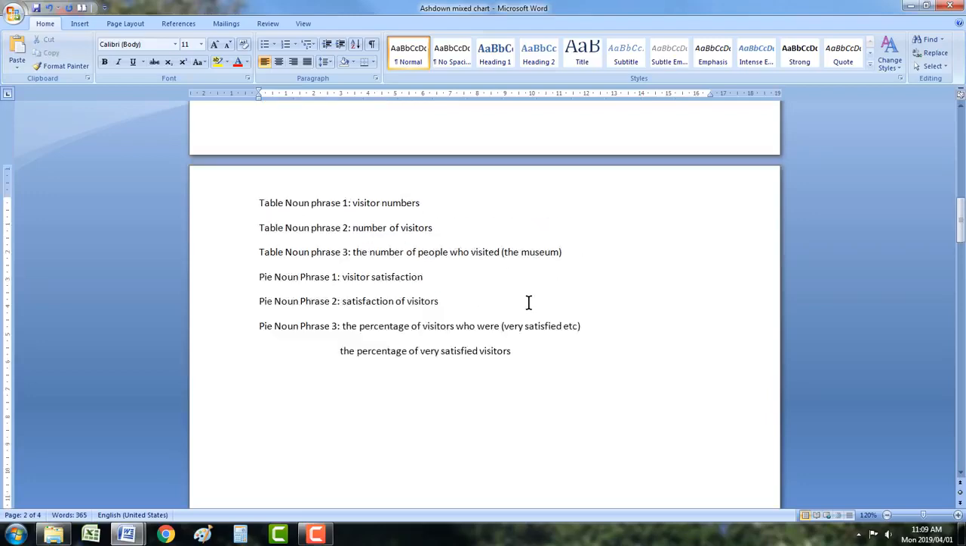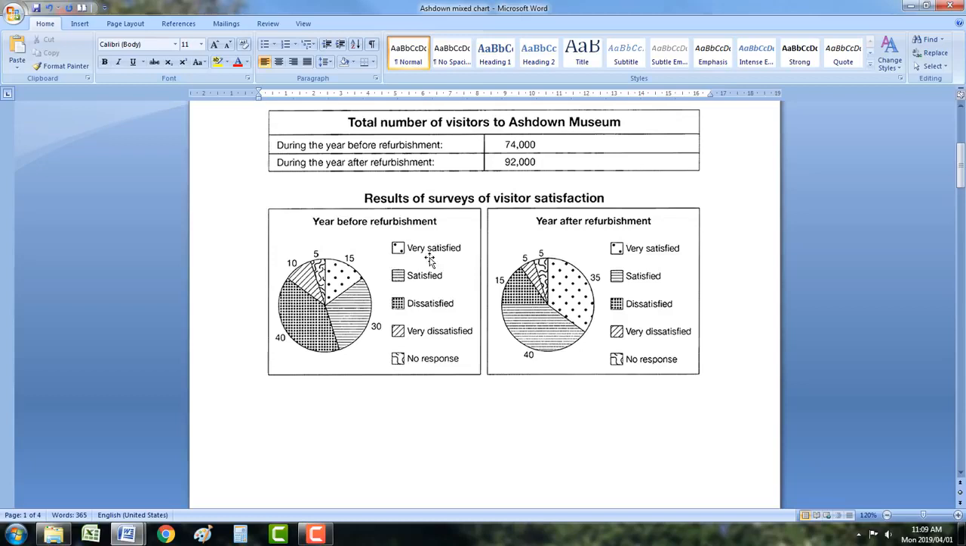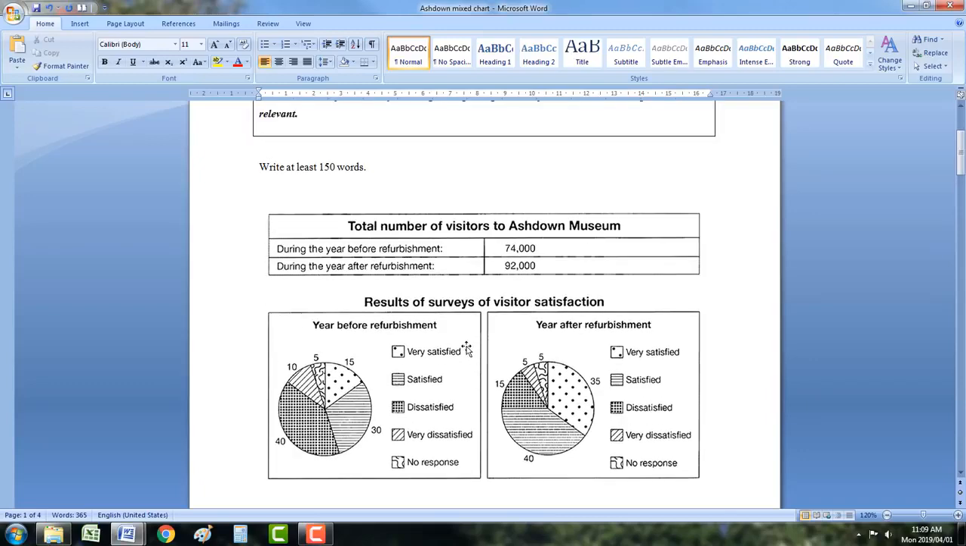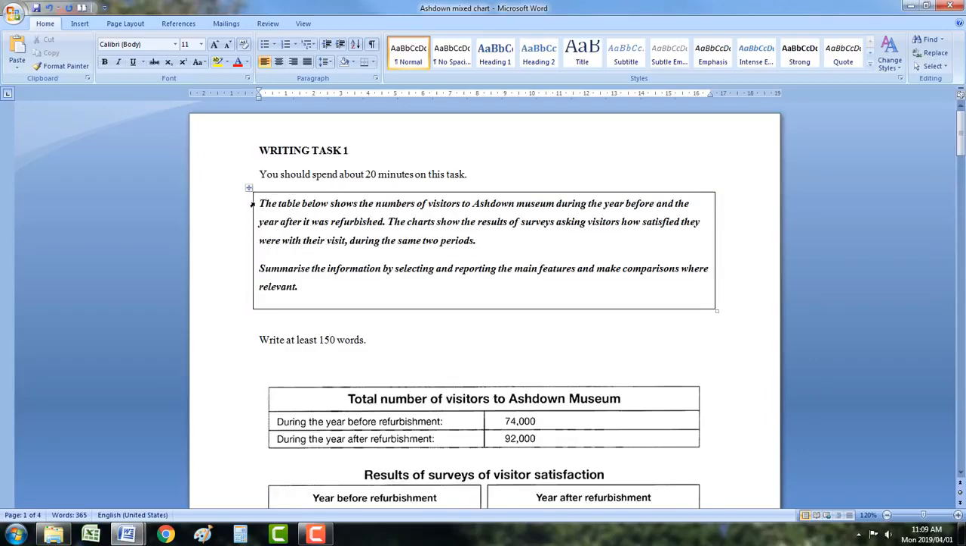So far so good. As you will see, we will run into problems here because they've put the noun as a category. Satisfaction here is in the category, and this causes problems. They've changed it into an adjective here, but let's do that later. Let's quickly just get on with our paraphrase. So I would say something like the table provides information about how many people visited the museum, and this you don't have to paraphrase too much. It was refurbished. I would change to the noun, which is refurbishment. So it would look something like this.